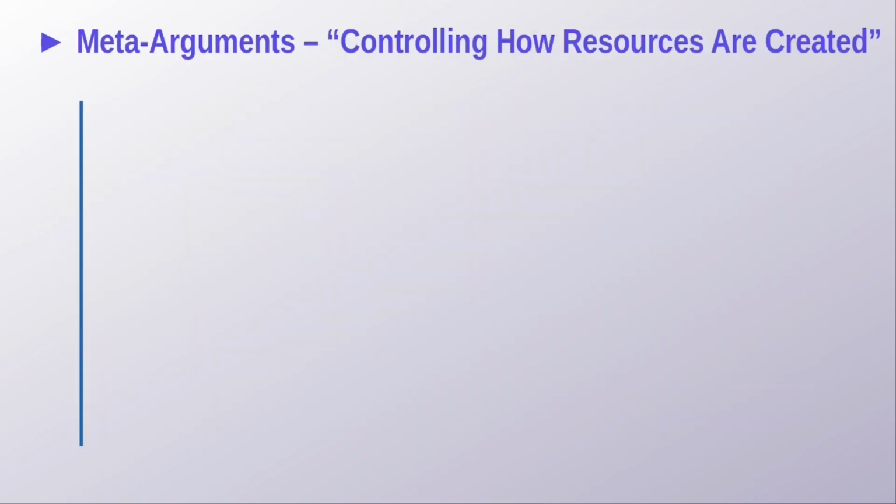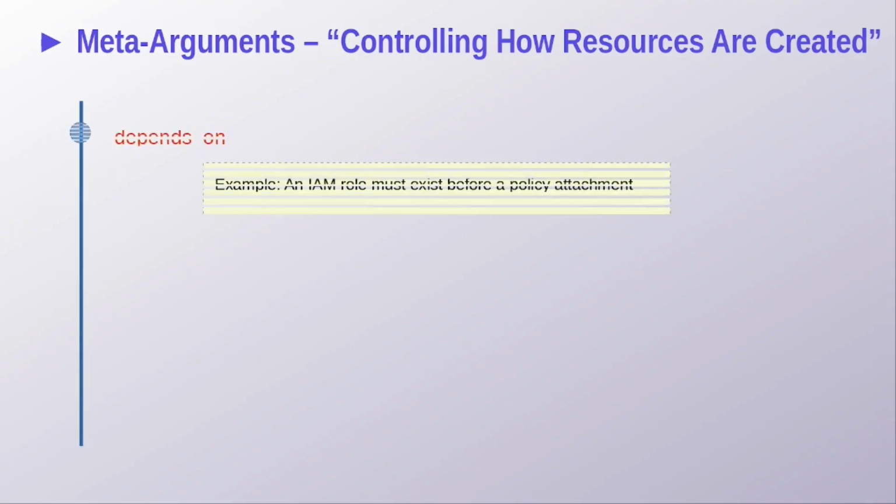Meta arguments. Meta arguments are special keys. They are not part of any provider, but they strongly affect the dependency graph.